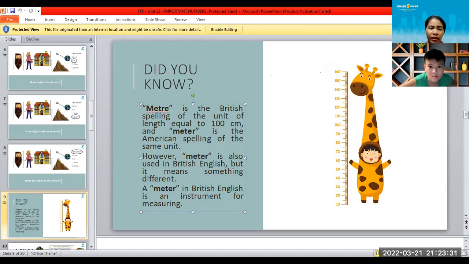Are you done already writing your vocabulary? Yes or no? Yes, I wrote meter in my vocabulary. Okay, let's proceed.